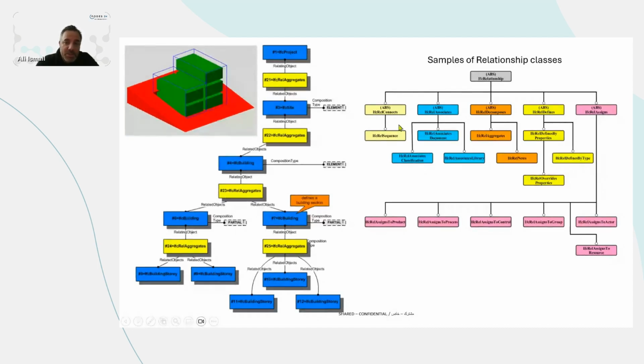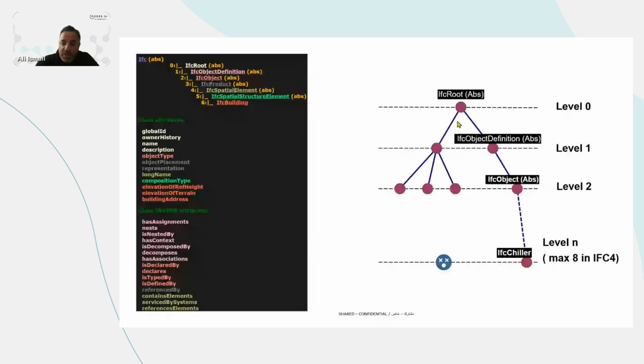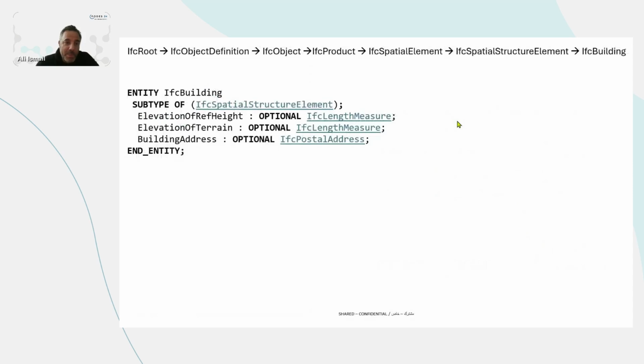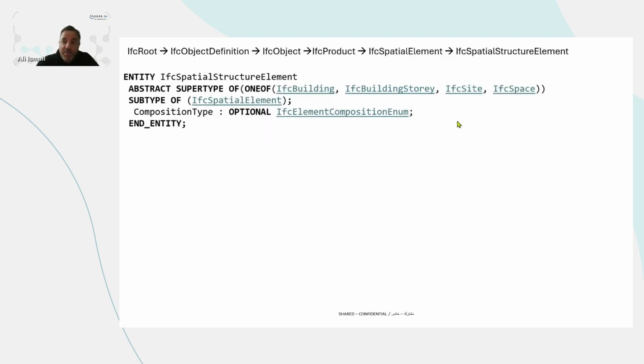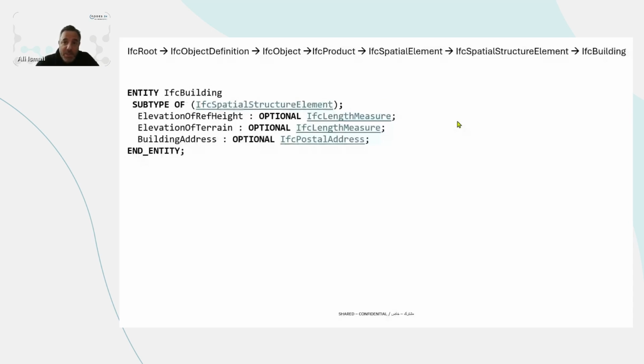And similar to this relationship, we see on the right side also a sample of relationship classes. These classes describe the decomposition, the association of material, etc. So this is another example of this multi-level instance structure. And in IFC4, we have a maximum of 8 levels of inheritance. So if we look at a building, we will see that a building is actually an aggregation of 6 or 7 inheritance levels, going back from IfcBuilding to spatial structure element, spatial element, product, object, definition, root, etc.